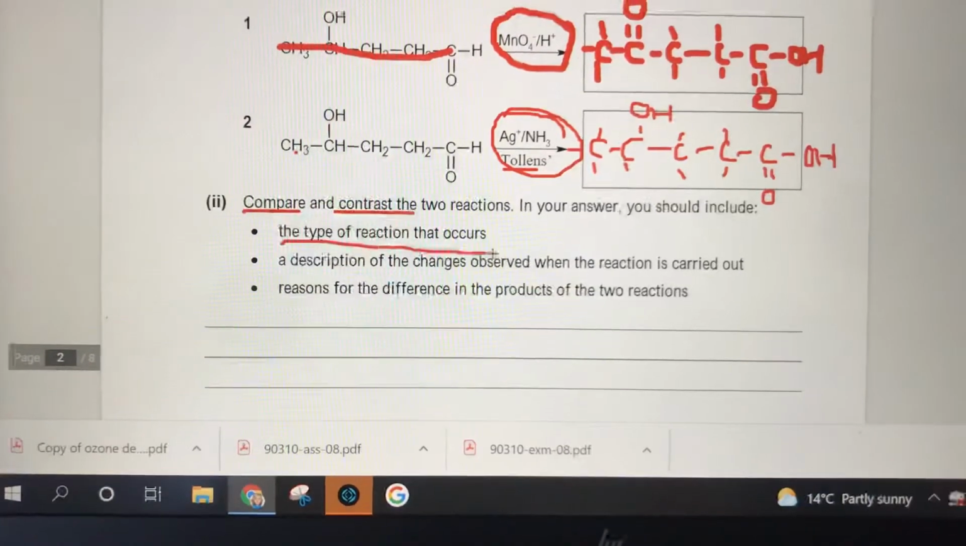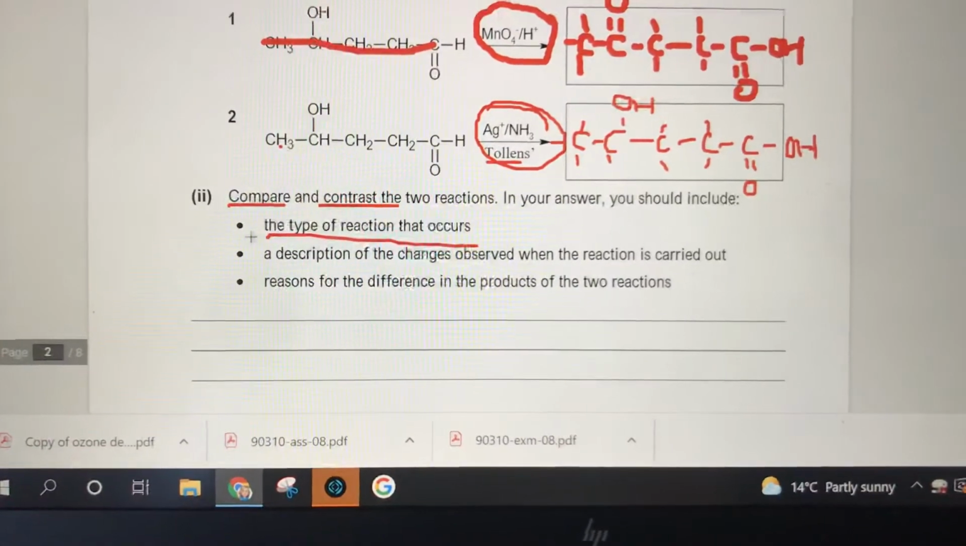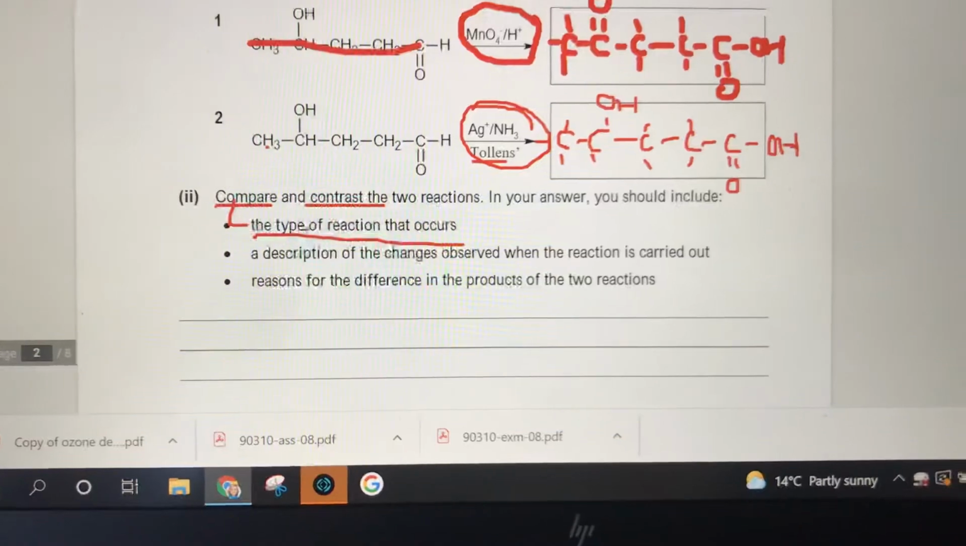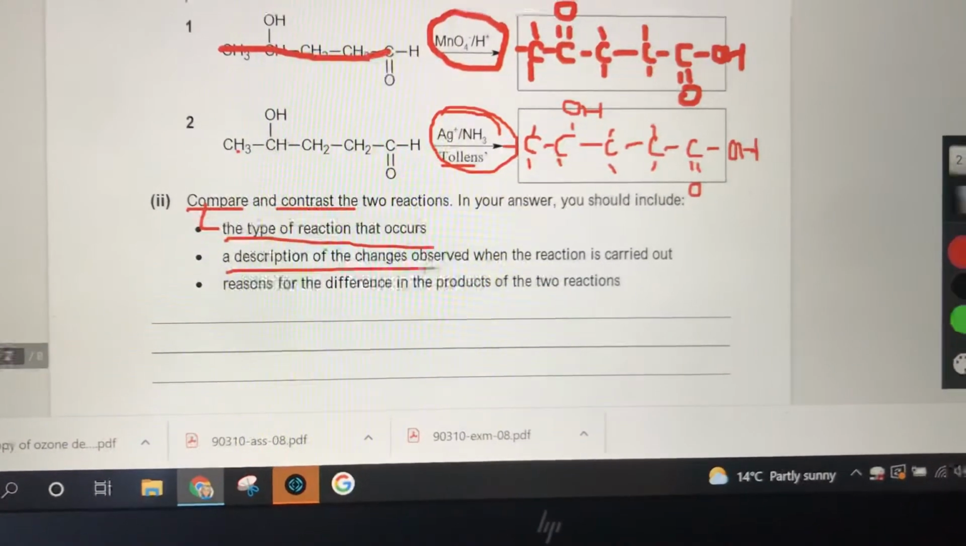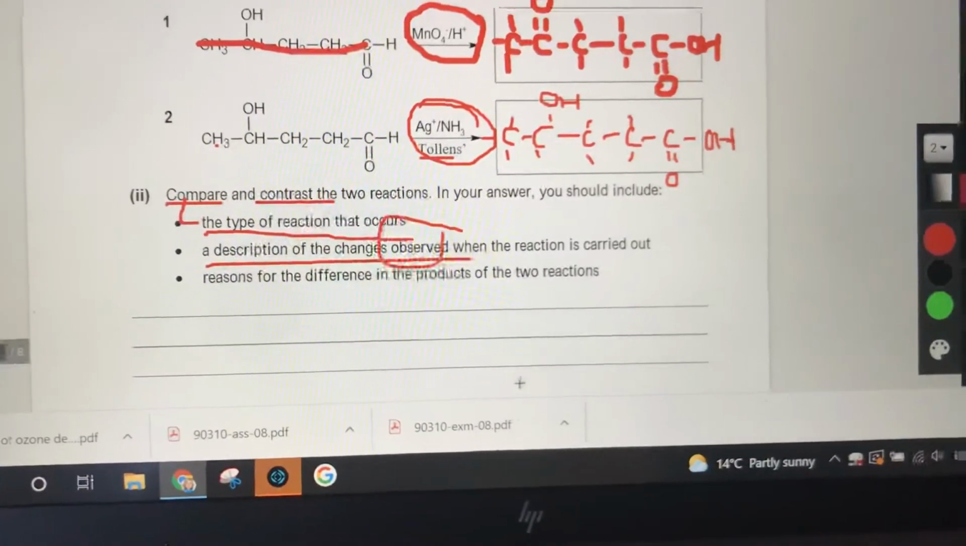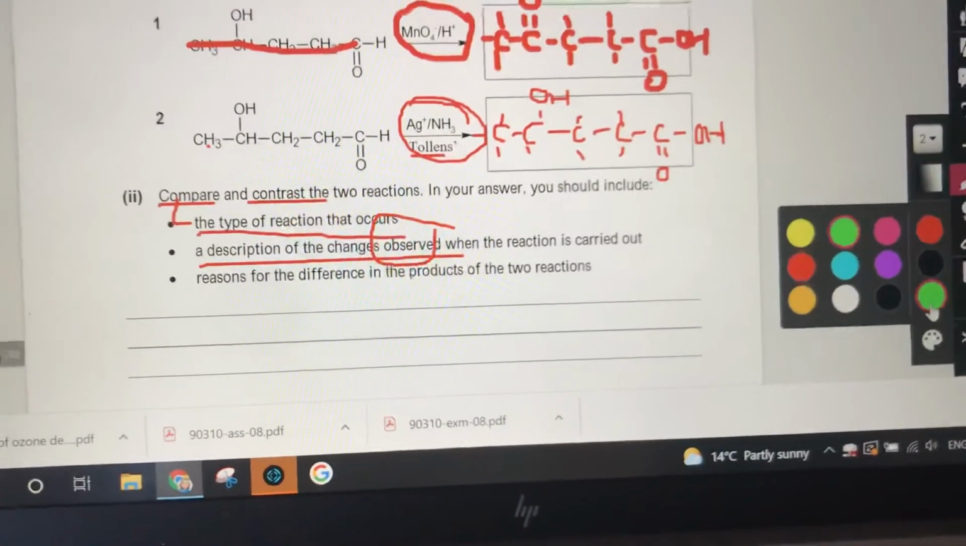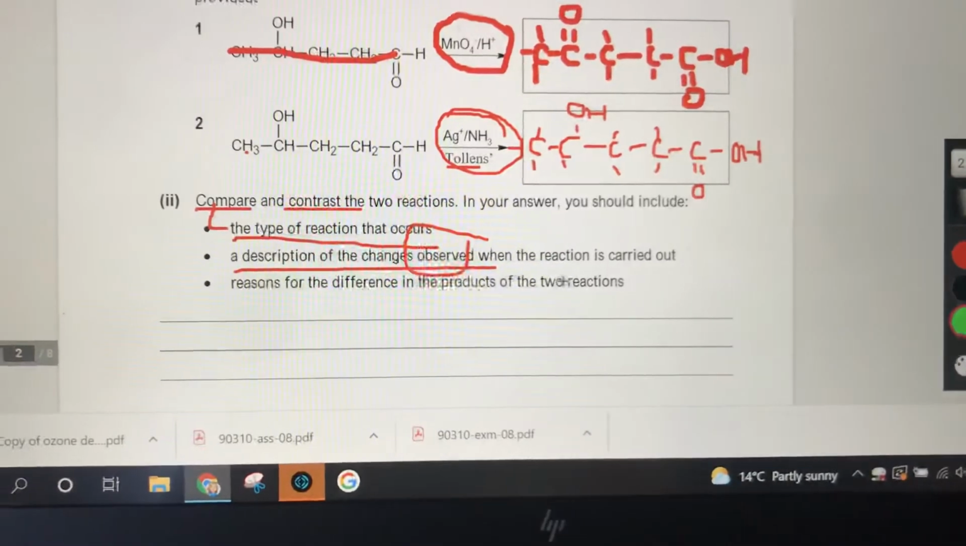So we want the type of reaction that occurs. Obviously, that's going to be a compare. Both reactions are oxidations. We want a description of the changes observed. So we want to explain what we would see.